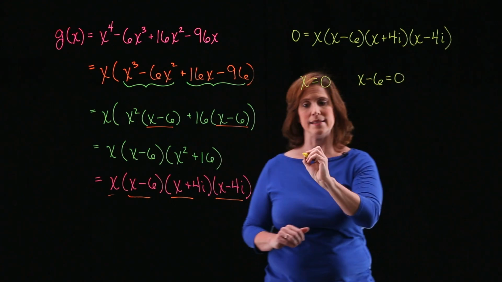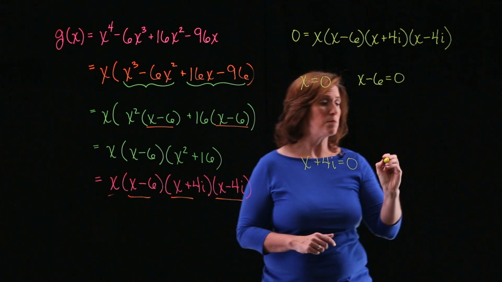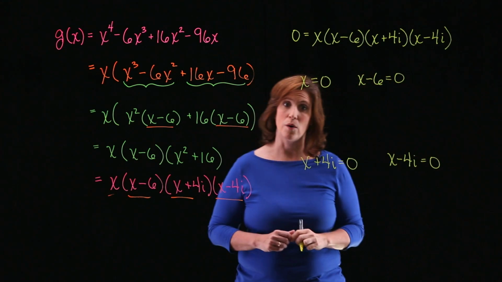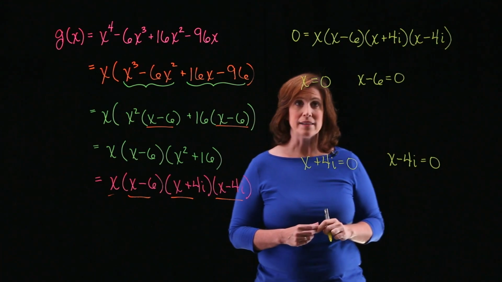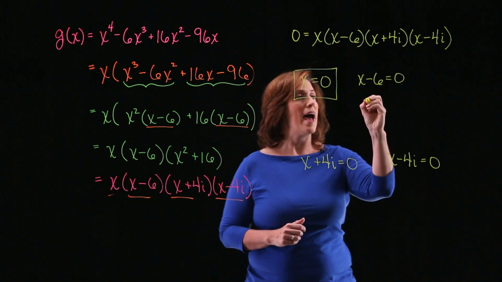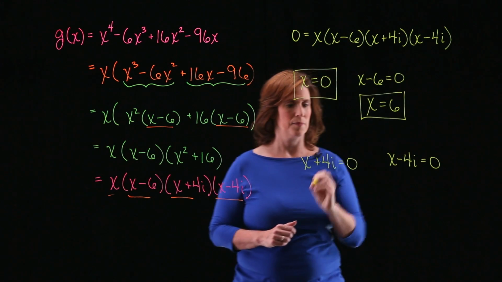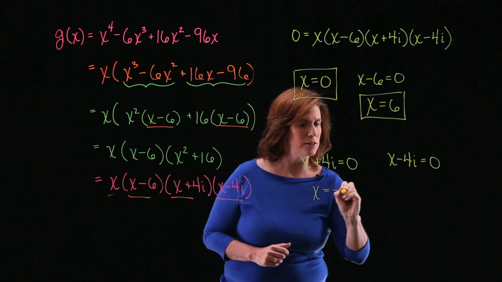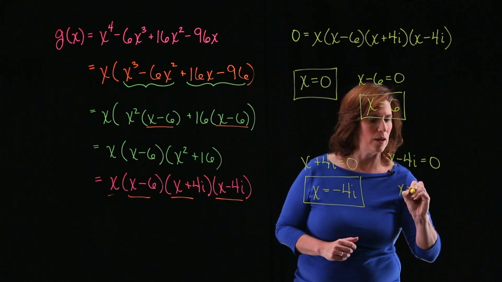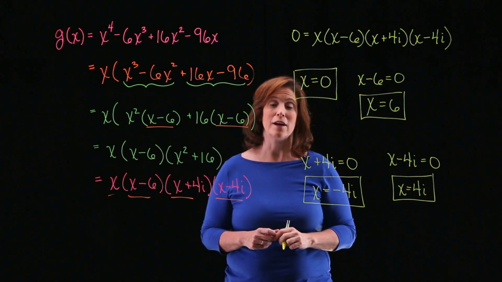x plus 4i is 0, or x minus 4i equals 0. Solving each of these for x, I notice that my first piece is already solved. So x is 0. x could also equal 6. x equals minus 4i. And x equals positive 4i. So I have 4 zeros for my polynomial of degree 4.